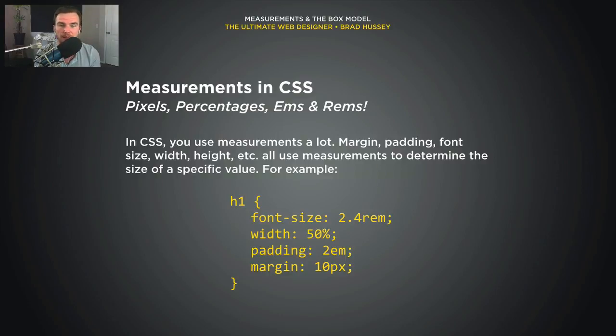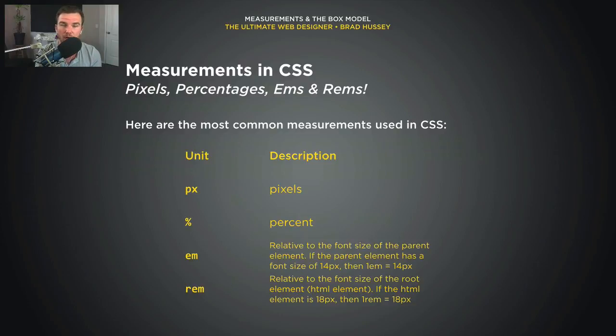For example, in this selector here, we have the level 1 heading being selected, and we have a series of styles. So we have font size that has 2.4 rem, width is 50%, padding 2em, margin 10 pixels. So all of these are using measurements. Here's a quick table of the most common measurements used in CSS.